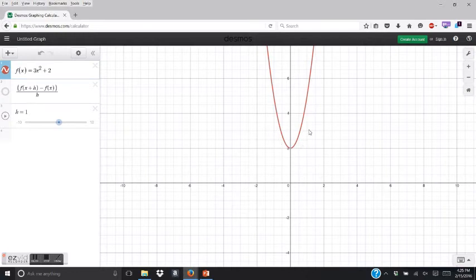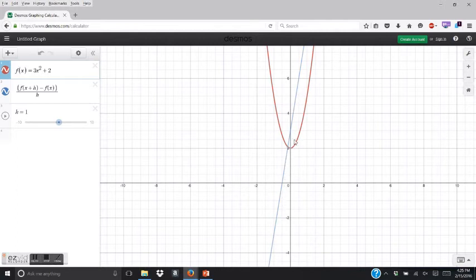But what happens when, instead of just a basic linear function, we're dealing with squared? Well, when you look at this, over here, it's a decreasing function, so we'll have a negative slope. Over here, it's an increasing function, so we'll have a positive slope. So what does that mean? That means our difference quotient will actually change based on the x value.